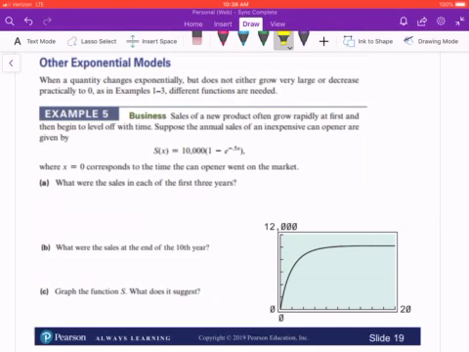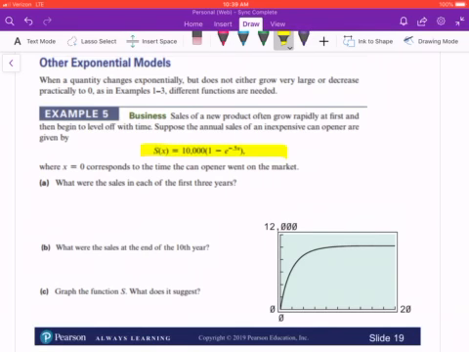And for example 5 here, we have a business example. It says sales of a new product often grow rapidly at first and then begin to level off with time. Suppose the annual sales of an inexpensive can opener are given by this function, which is being called s of x.